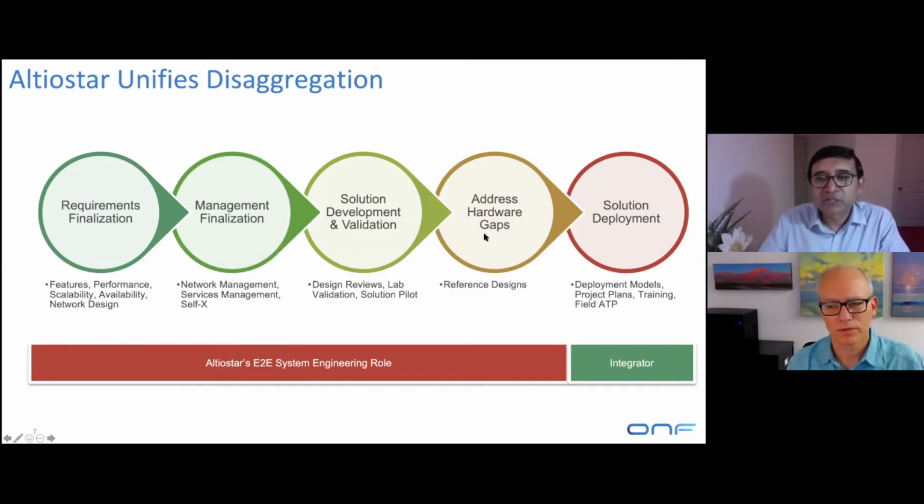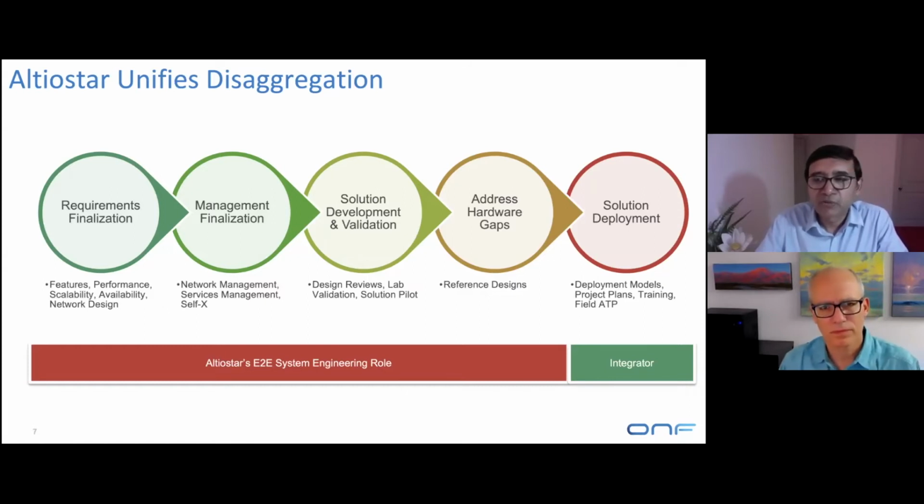And even beyond that, what we do, and there's something unique, is that we also work with operators to identify if there are any hardware gaps. And if there are hardware gaps, then we get the reference designs done. So we do the reference design, and then we provide that reference design to the operators, so that they are able to get it manufactured.